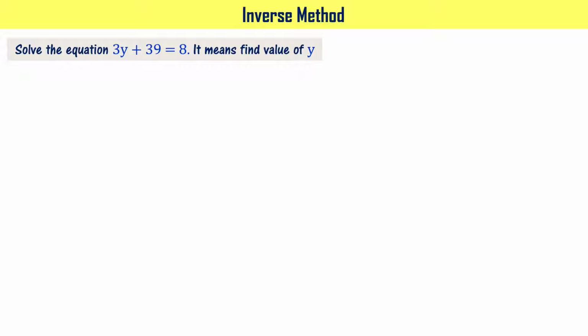When you observe this equation, what you can say is I have 3y plus 39 equal to 8, right? I want to get the value of y. Means I want to arrange the equation such that I have only y on one side and something else, or the value of y, on the other side of the equation, right? We want to do that. For that, we are going to make use of the inverse method here.